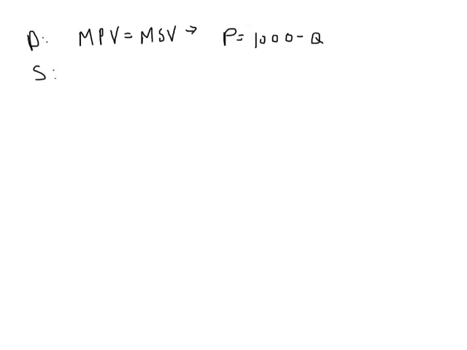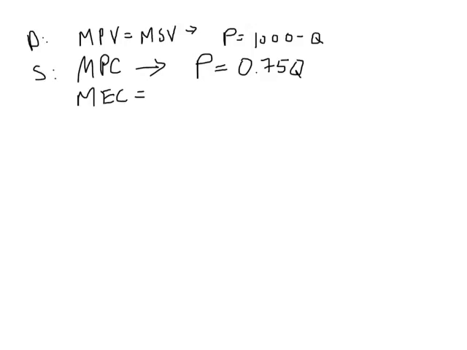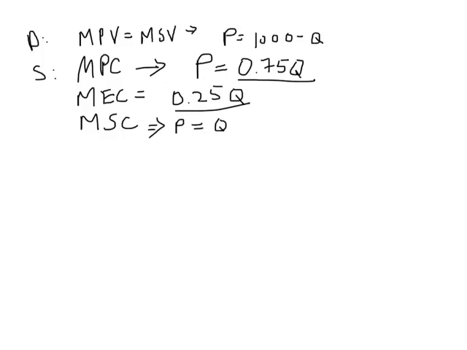On the supply side is where supply comes from marginal private costs, and that function is given as P equals 0.75 Q. But there's this externality, and that is equal to marginal external cost equals 0.25 Q. Well, all that means is that our marginal social cost function is the sum of the marginal private cost function and the marginal external cost, and that gets us to the function P is equal to Q. That's our marginal social cost function.